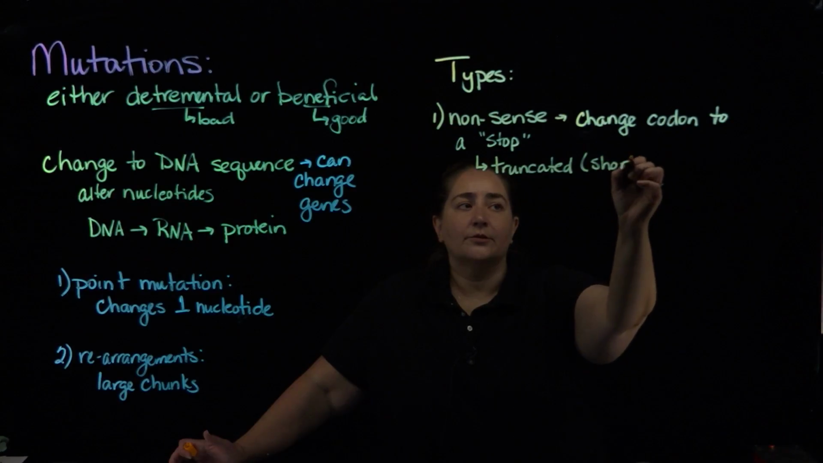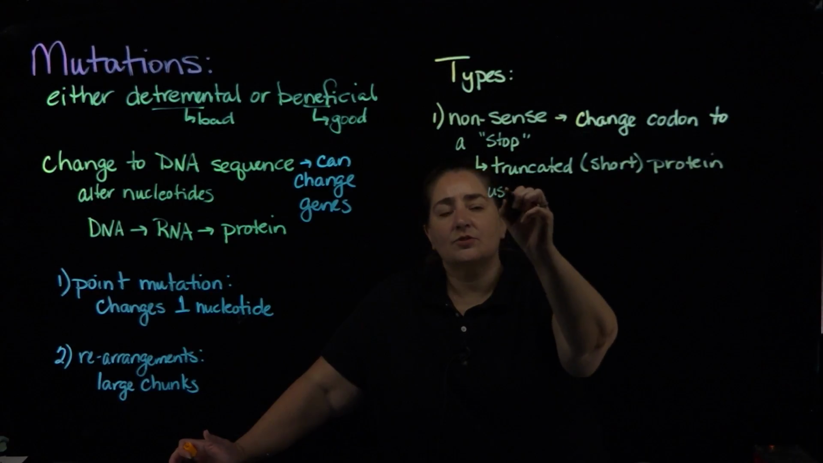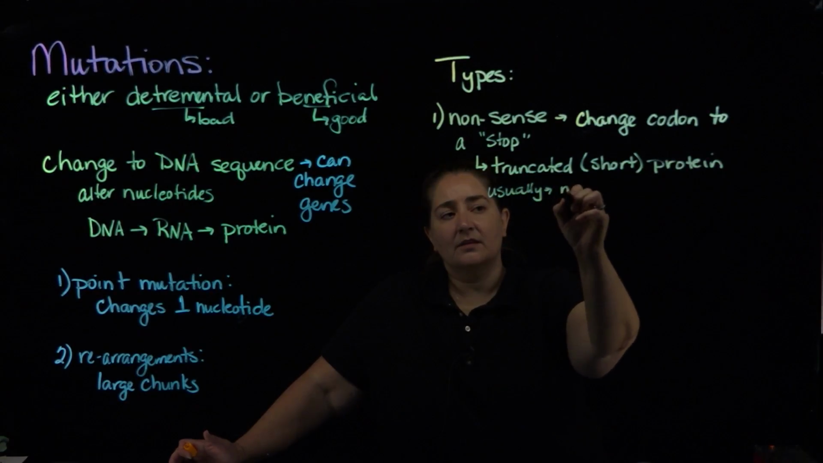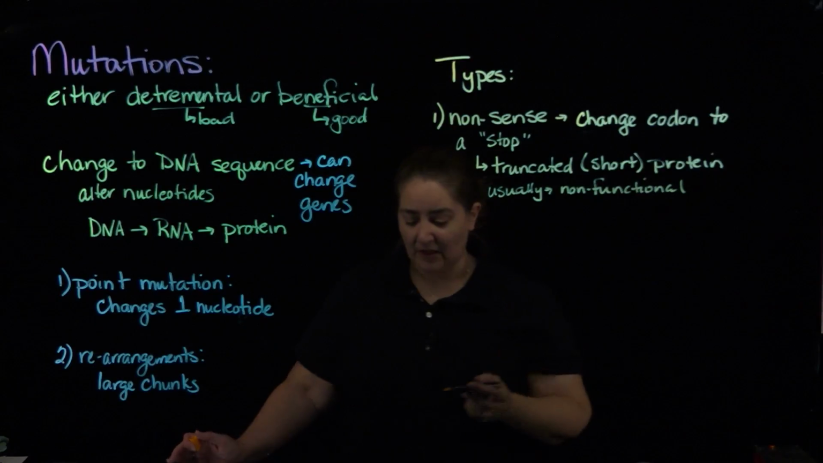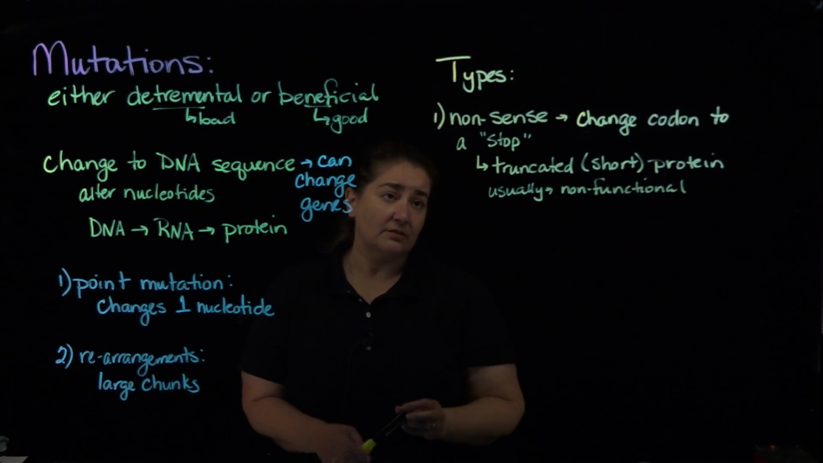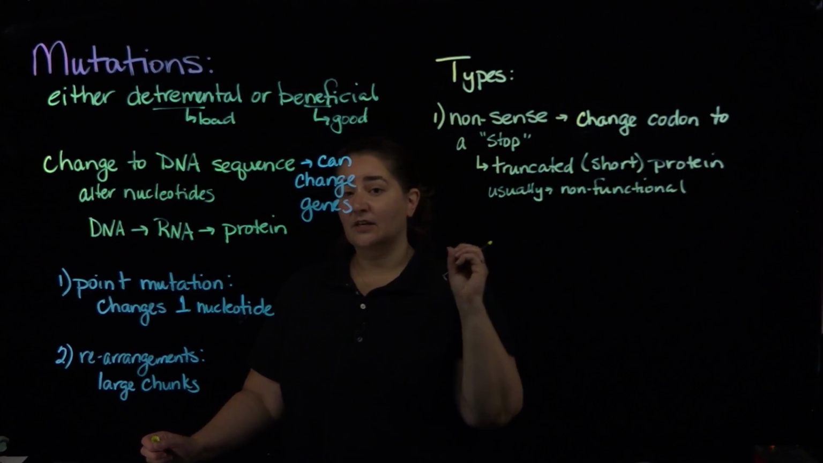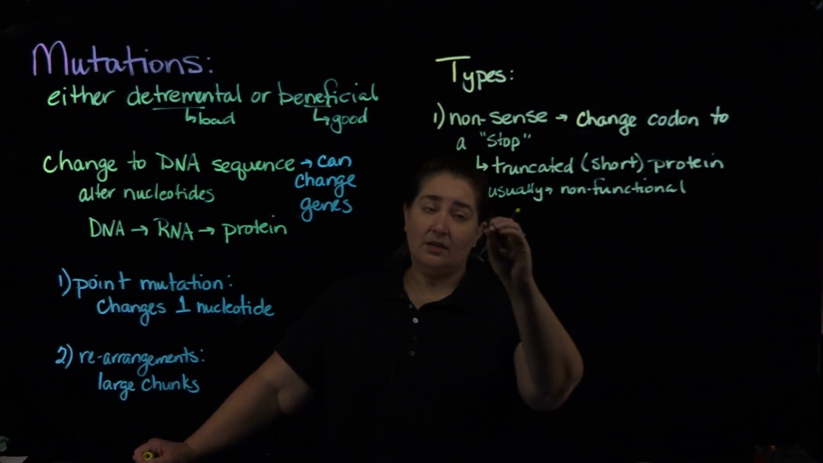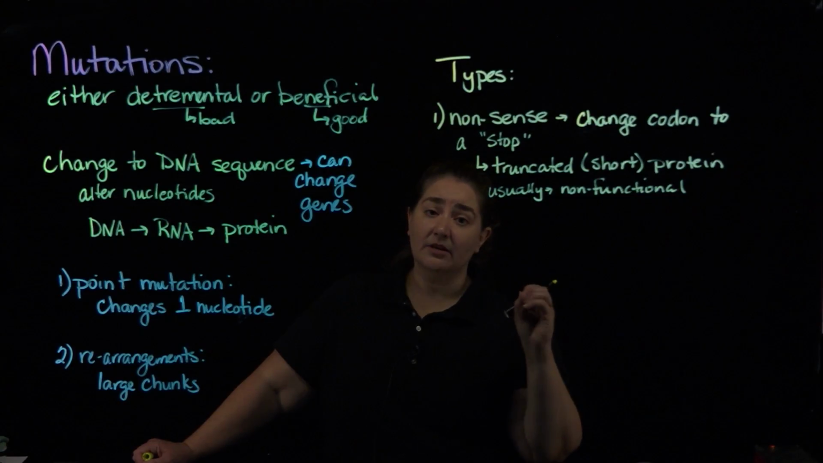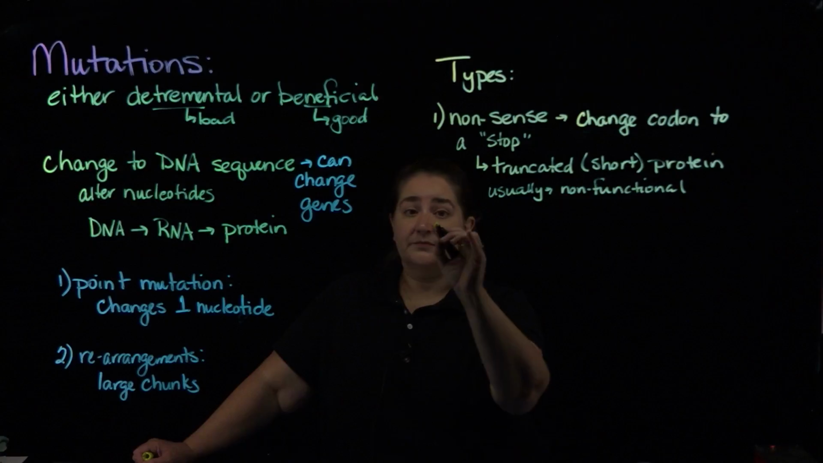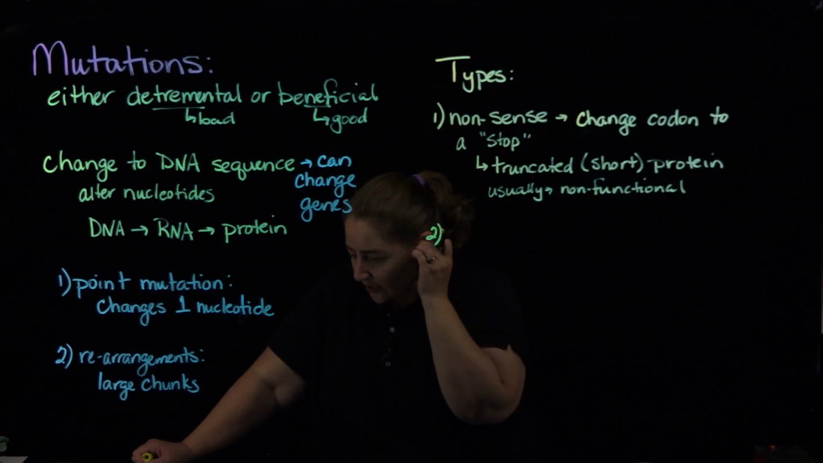And what that results in is what we call a truncated, which is a longer word for short, protein. And usually, these are going to be non-functional. All right, at best, they may have an altered function, okay? But it's not going to work the way it's supposed to, all right? And in the PowerPoints, I've got a diagram of what happens, what the mutation is that changes the DNA sequence, which gives a resulting change in the RNA sequence to change the protein, okay? So we've got the nonsense mutation.